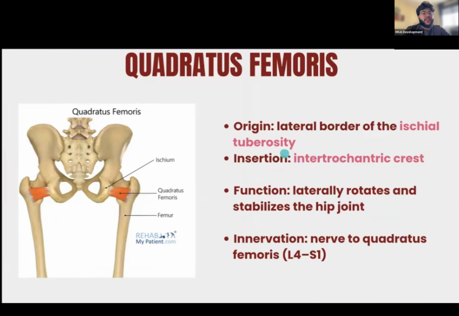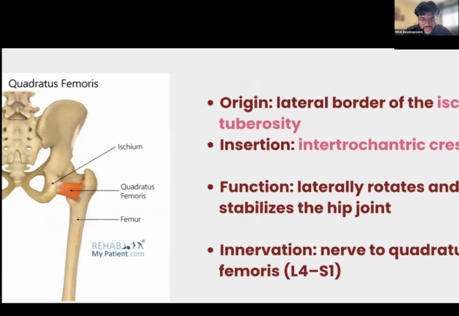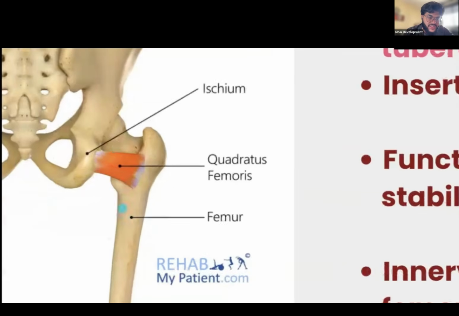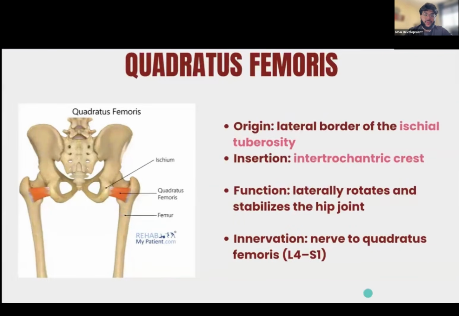Its origin is from the lateral border of the ischial tuberosity, and it inserts into the intertrochanteric crest. We'll be talking about the bony landmarks of the femur later on. But keep in mind for now that the quadratus femoris inserts into the intertrochanteric crest, and it originates from the ischial tuberosity, which is a small prominence on your ischium, which we talked about earlier.